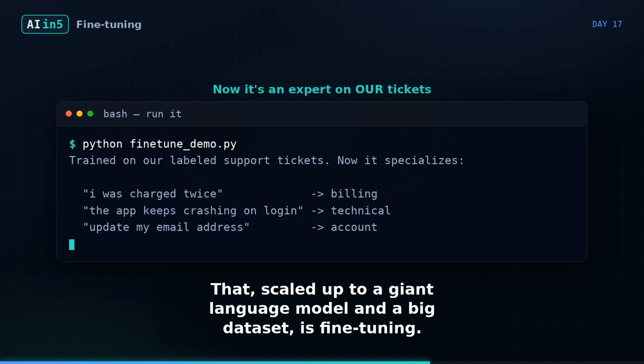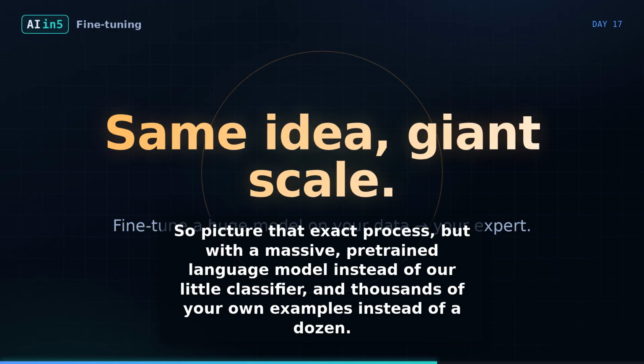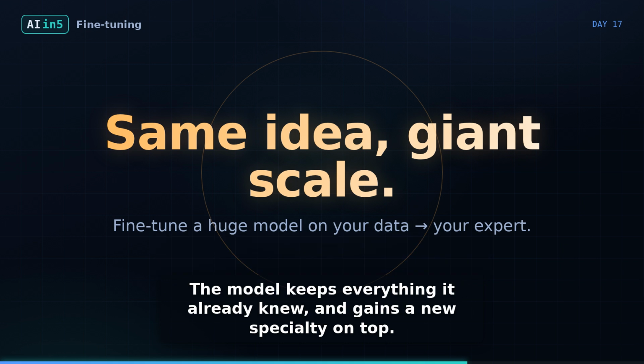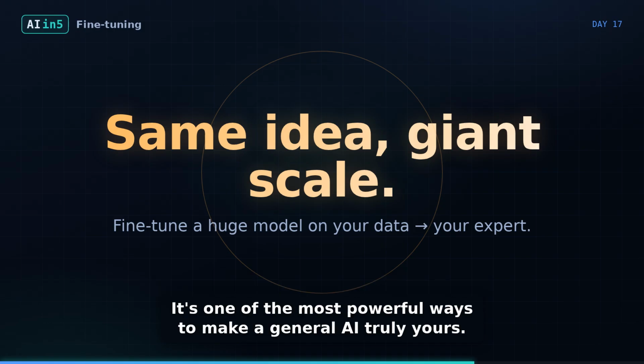That, scaled up to a giant language model and a big data set, is fine-tuning. So picture that exact process, but with a massive, pre-trained language model instead of our little classifier and thousands of your own examples instead of a dozen. That's real fine-tuning. You take all the general intelligence of a big model and you nudge it, with your data, into an expert on your task, your tone, your domain. The model keeps everything it already knew and gains a new specialty on top. It's one of the most powerful ways to make a general AI truly yours.